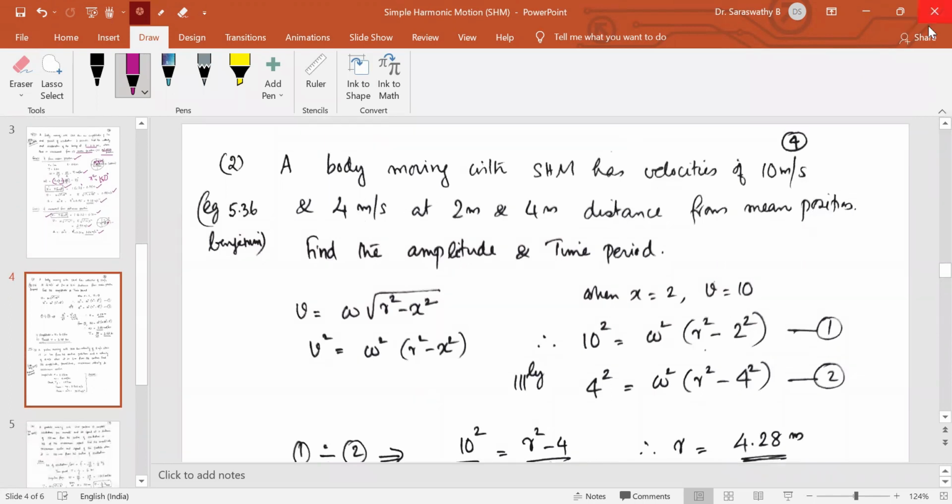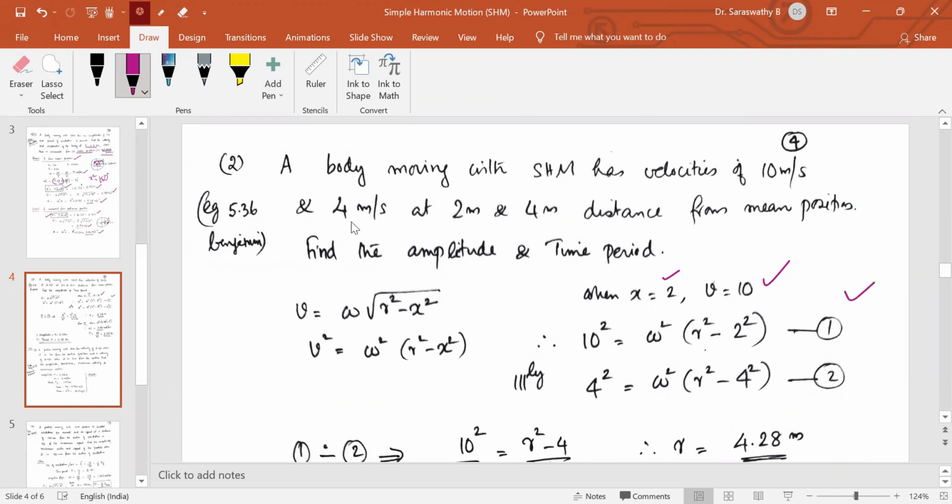Second question. A body moving with simple harmonic motion has velocities 10 meters per second and 4 meters per second at 2 meters and 4 meters distance from the mean position. Find the amplitude and time period. So v is equal to 10 when x is equal to 2 meters from the mean position. We can write v is equal to omega into root of r square minus x square, so v square is equal to omega square into r square minus x square.